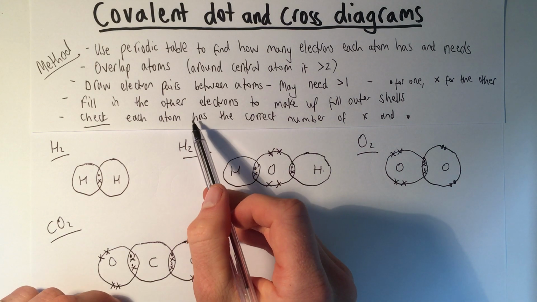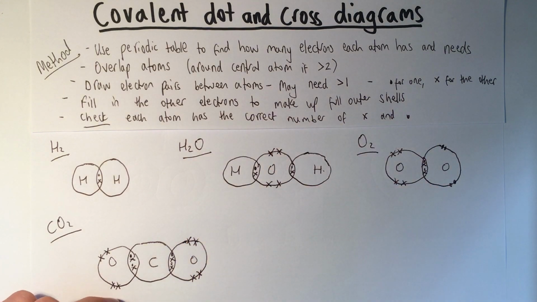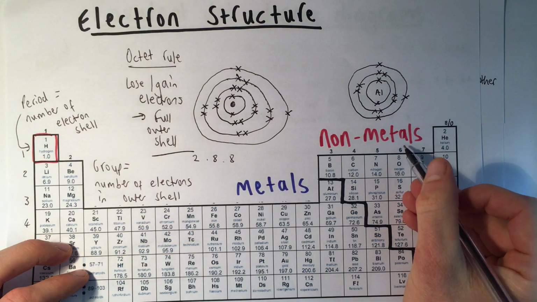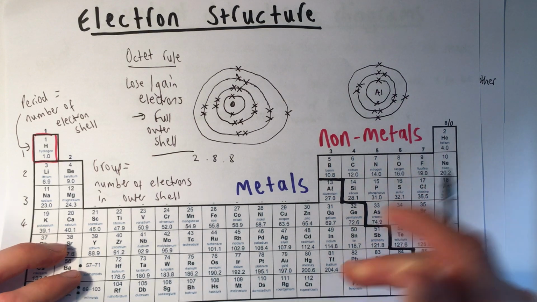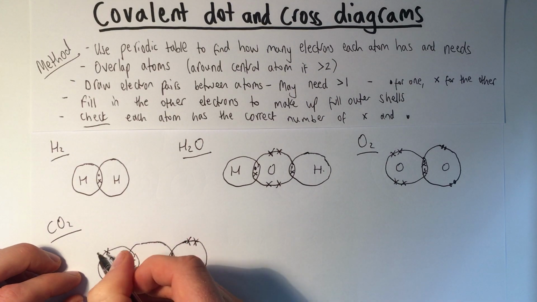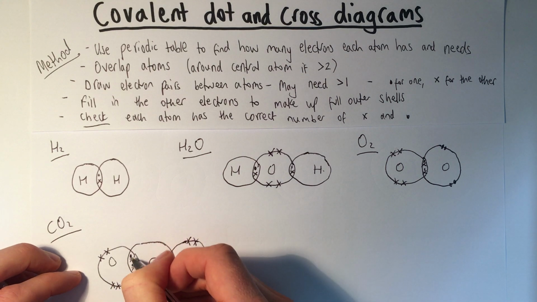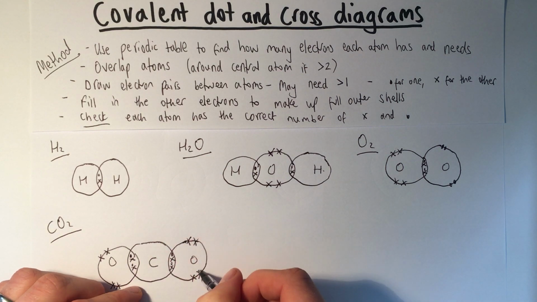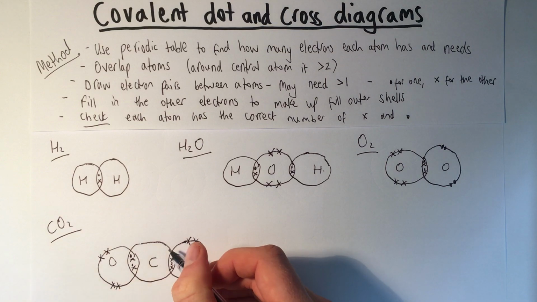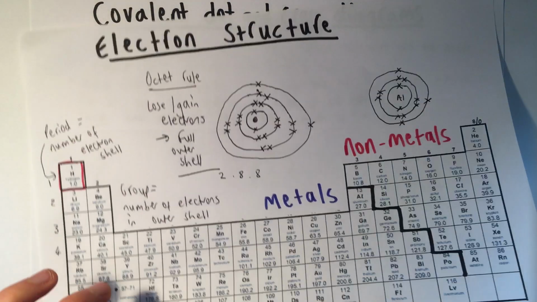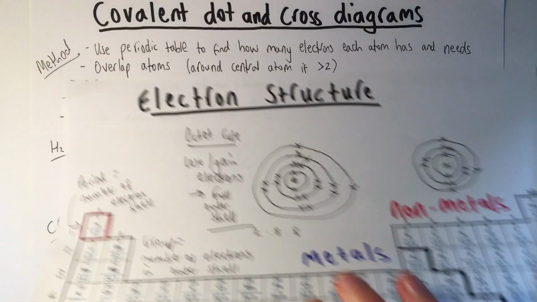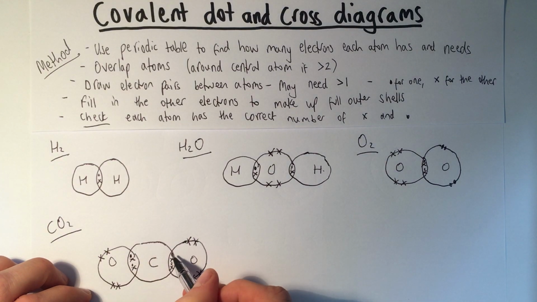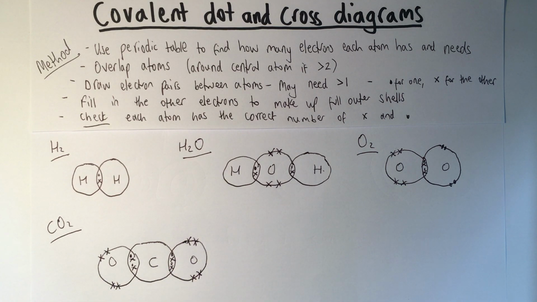Last step, check that each atom's got the correct number of crosses and dots. Okay, let's just check. Oxygen atoms are in group 6, so they should have brought 6 crosses and received 2 dots. So this one's got 1, 2, 3, 4, 5, 6 crosses and 2 dots, so that's good. And this one's got 1, 2, 3, 4, 5, 6 crosses and it's received 2 dots, that's great. Carbon's in group 4, so it should have brought 4 dots and received 4 crosses. Let's check. 1, 2, 3, 4 dots, yeah, and 1, 2, 3, 4 crosses. So carbon dioxide's all good there.